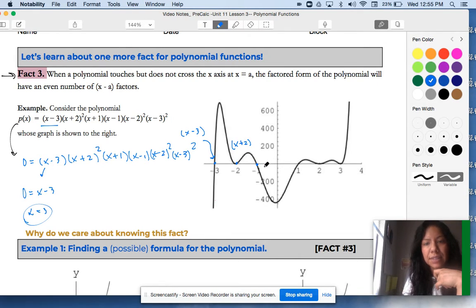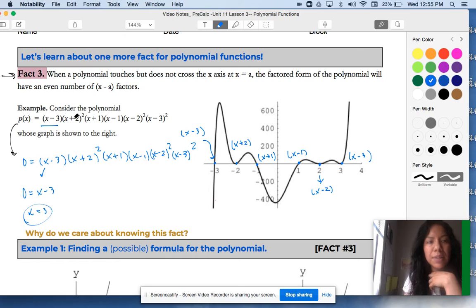And this is x equals negative 1, but the factored form of that is x plus 1. And this one we don't count because it's not crossing the x-axis. Moving on to here, the x-intercept is positive 1, so the factor is going to be x minus 1. Here, it's going to be x minus 2, and then here's another x-intercept, that's x minus 3.